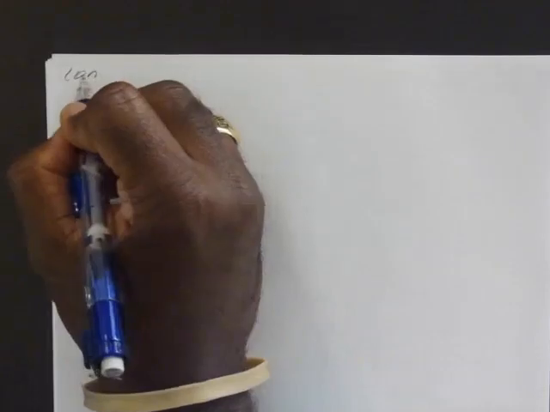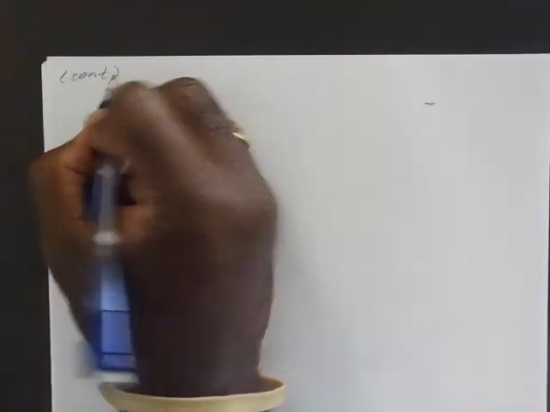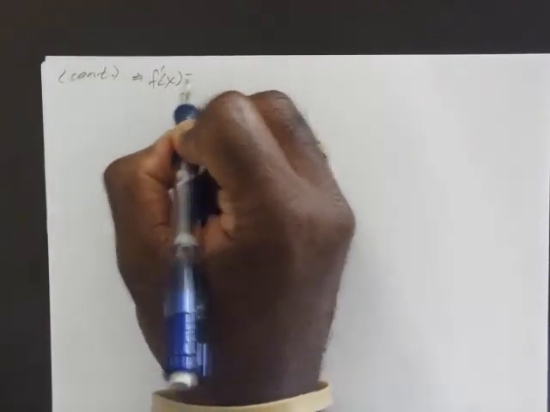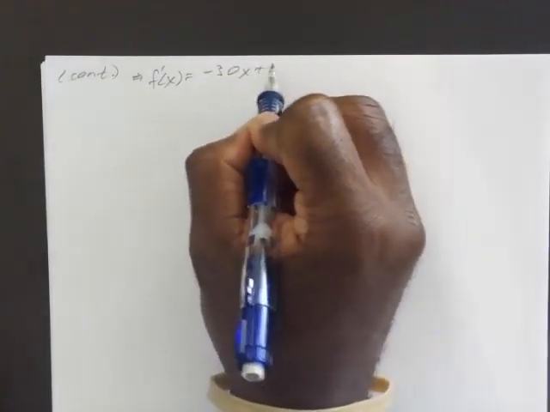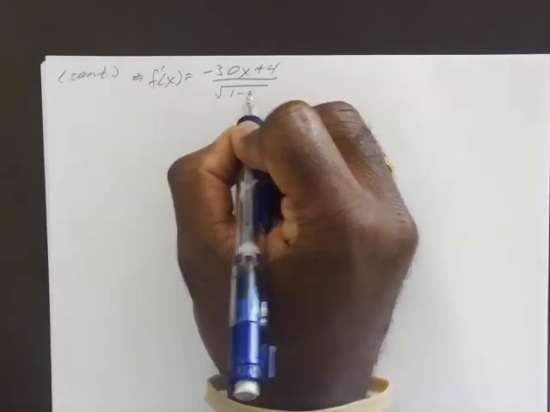Okay, so we found our derivative. Now we just have to find our critical points. Okay, so we have our f prime of x is equal to, let me bring that back up here, negative 30x plus 4 divided by the square root of 1 minus 5x.